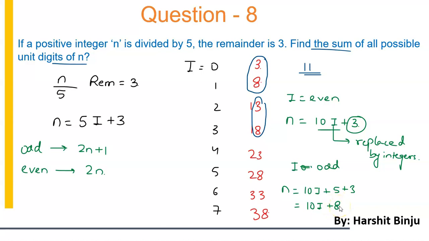When you replace i by 2n plus 1, 5 into 2n is 10n, 10n plus 5 plus 3 is 10n plus 8. So replace n by 1, 2, 3, 4, 5, 6, even if you replace it by 0, it doesn't matter. You will again get 18, 28, 38, 48, 58. So in this case, your unit digit will always be 8.